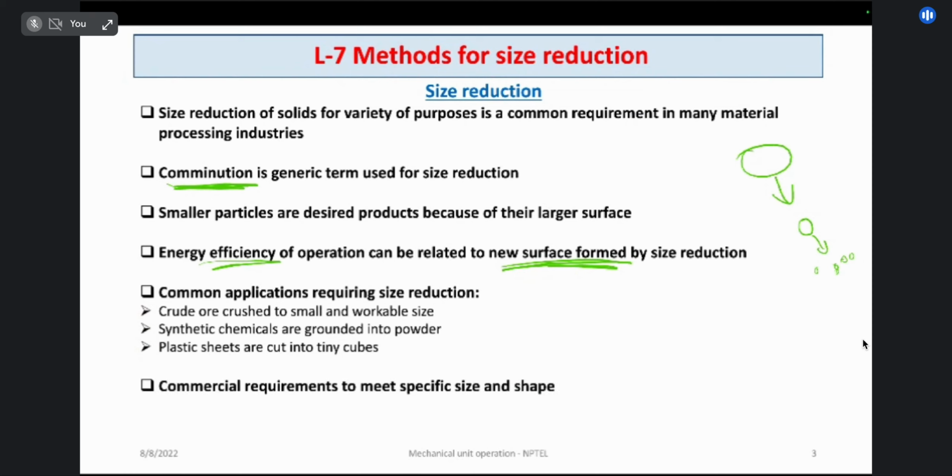Now, commercial requirements to meet specific size and shape. The most important part of the size reduction operation is the commercial requirement to meet a specific size and shape. So you always need to understand what specific size is of interest, and according to that decide which kind of operation you should go for. Also, reducing particle size increases the reactivity of the solid. Many chemical reactions use this size reduction operation.